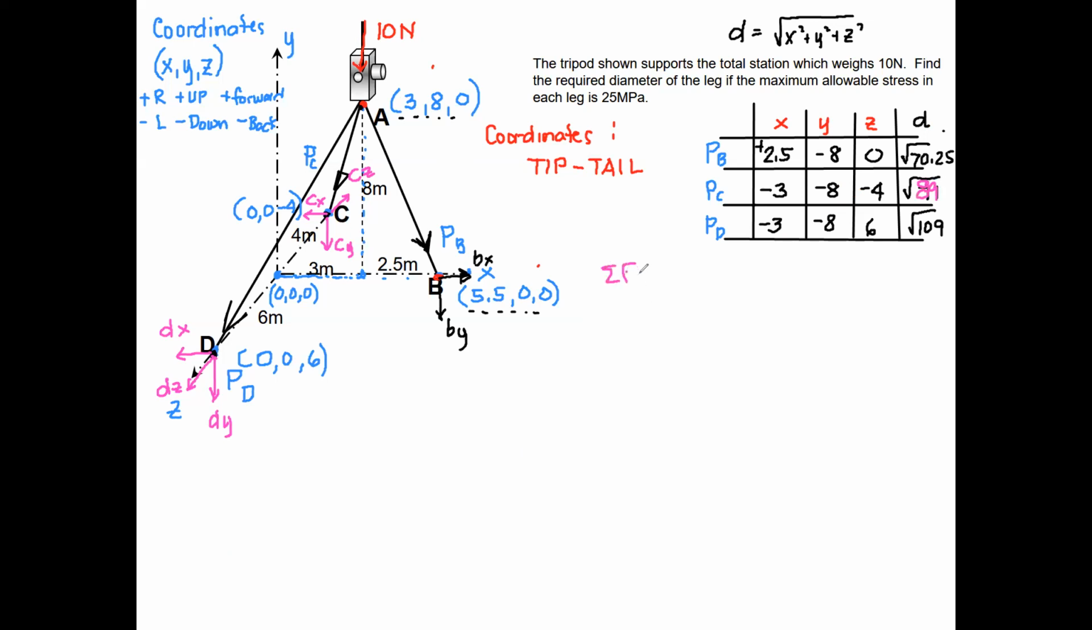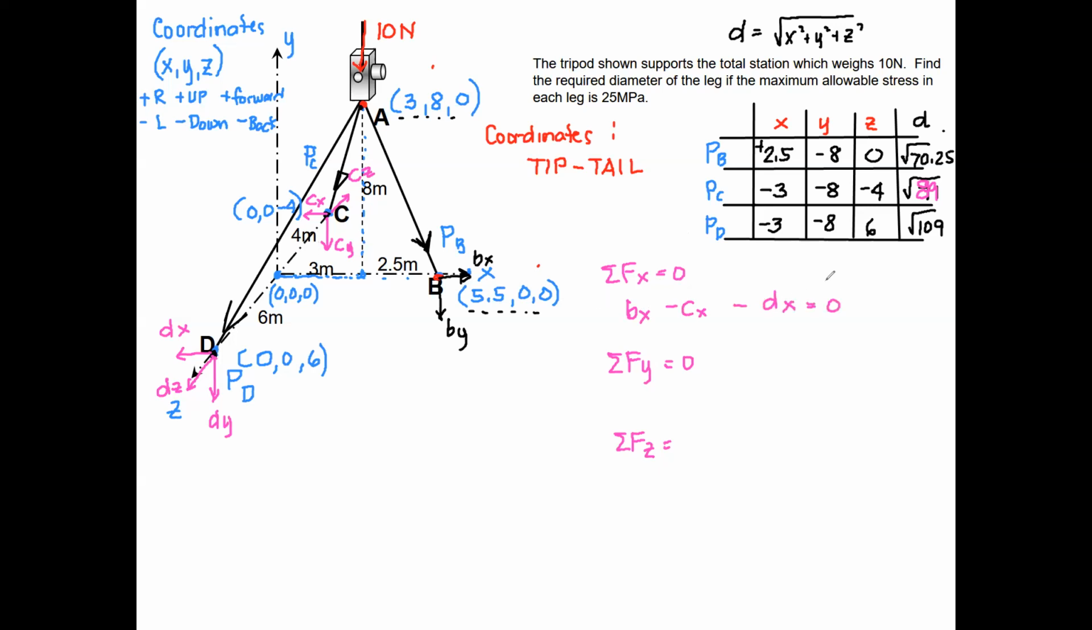I will use summation of forces about X. Tatlo yung unknowns natin, B, C, and D. Summation of force about X, summation of forces about Y, and summation of forces about Z. Okay, let's start with the X. So I have BX to the right. CX is negative. Minus din yung DX. And equal to 0.